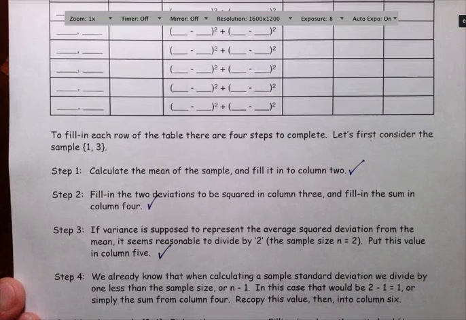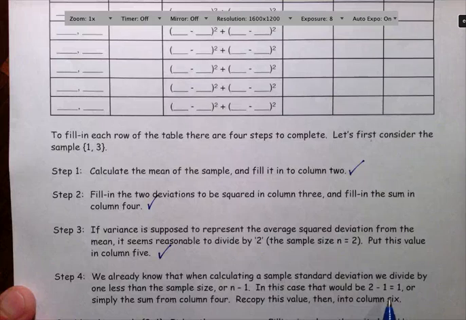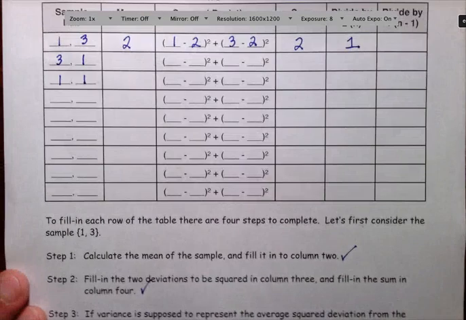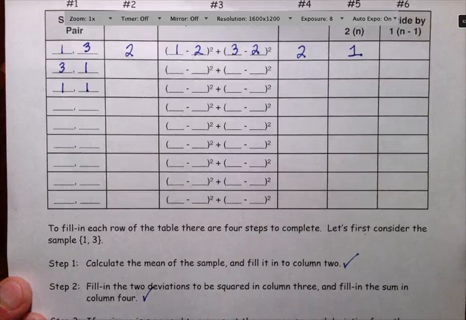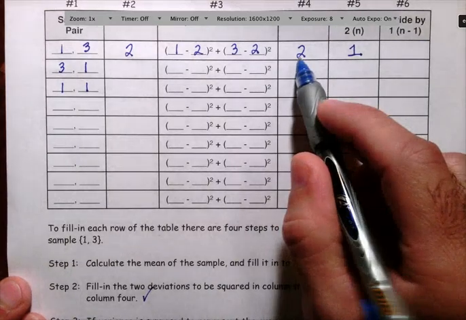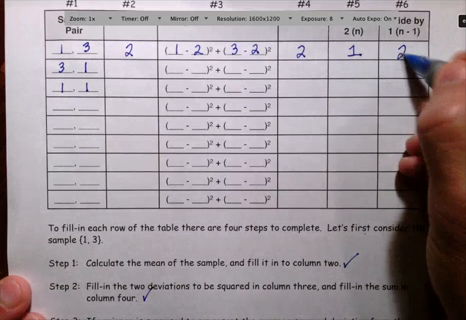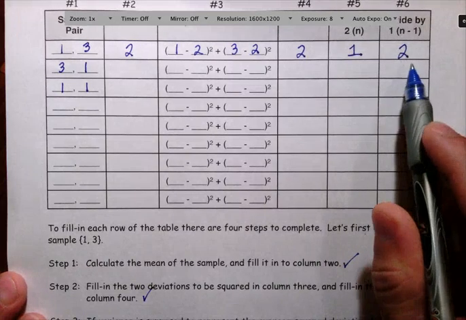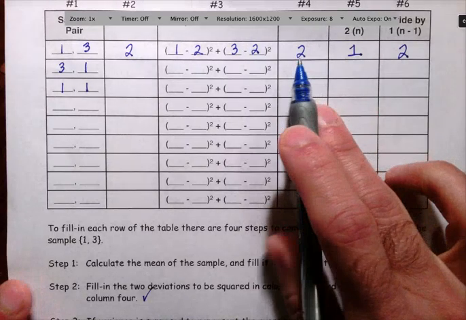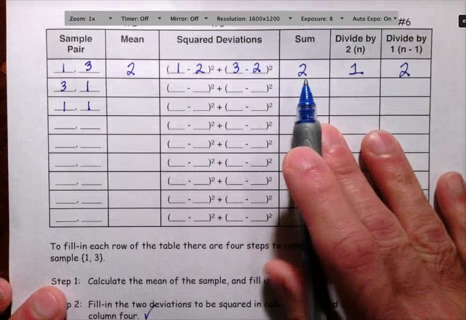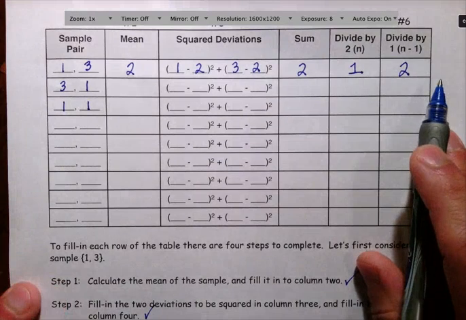Now, step 4. You already know that when calculating a sample standard deviation, remember these are samples of size 2 that we took from our population, we're supposed to divide by 1 less than the sample size. So in this case, that would be 2 minus 1, or just 1. So notice dividing by 1 is awfully convenient here. If we divide by 1, our sum of 2 divided by 1 just makes 2 again. So in this simplified example, the sum just ends up being the value that you get when you divide by 1. And that's step 4.